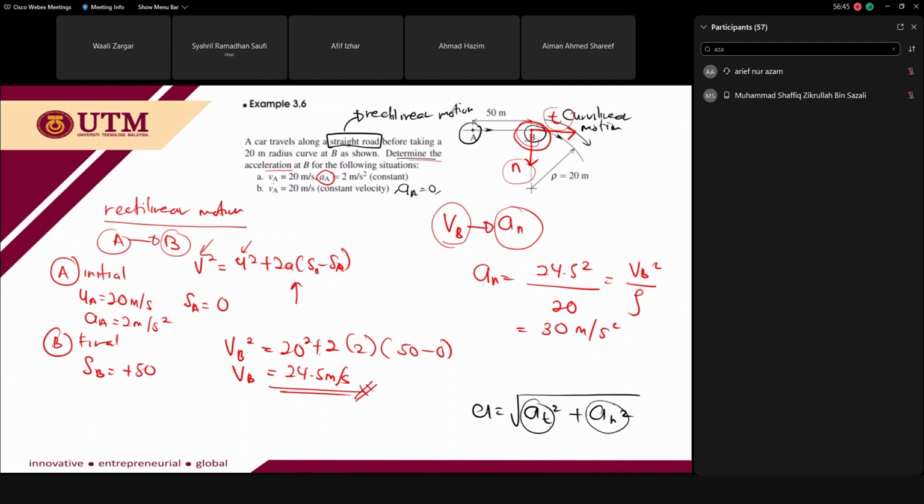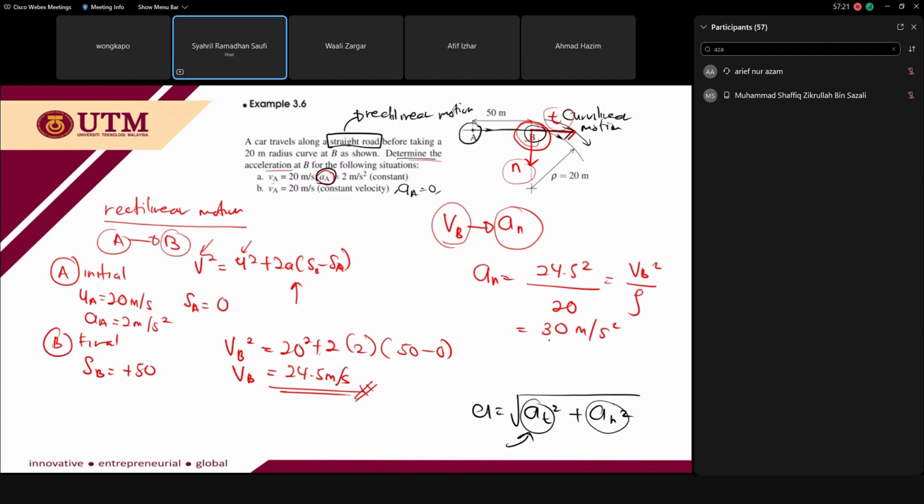Anyone want to try? How to determine this AT? AT is acceleration at B, along tangent. Same as the constant acceleration A. Yes, correct. Because from A to B, the acceleration is constant. So it follows the tangent of this axis. Okay, so straight line acceleration is constant, which means that it is along the tangent at B.